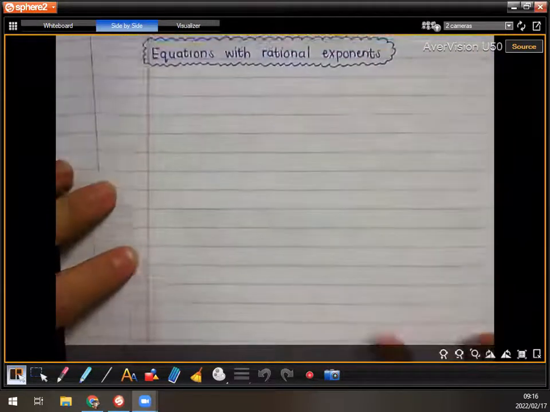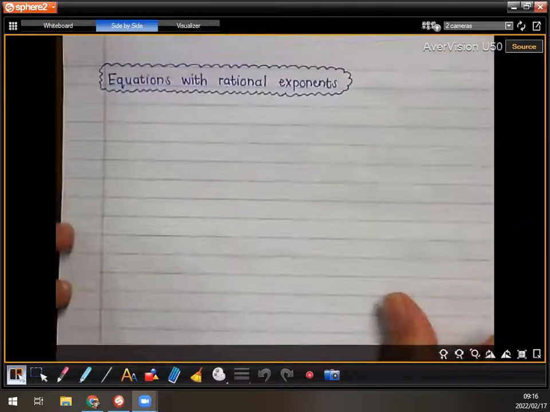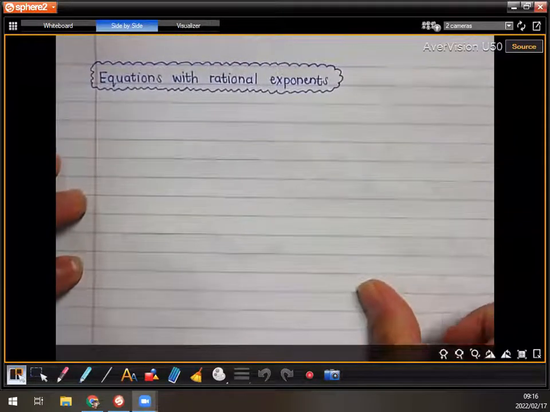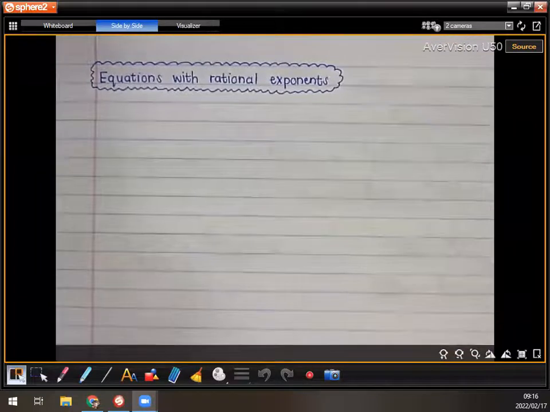Okay, now we are going to apply all of this to equations. So that is the next heading, equations with rational exponents.